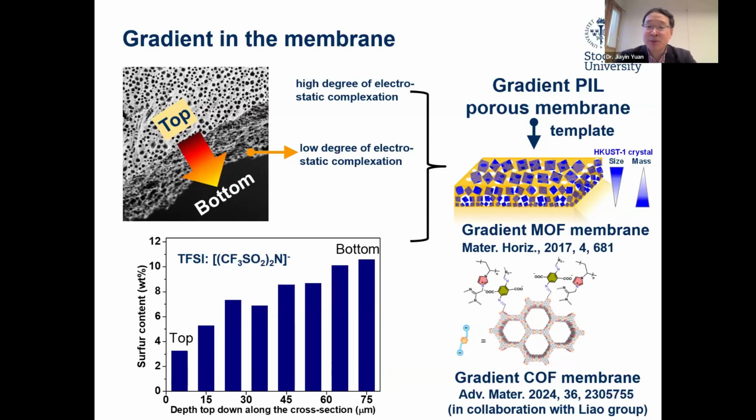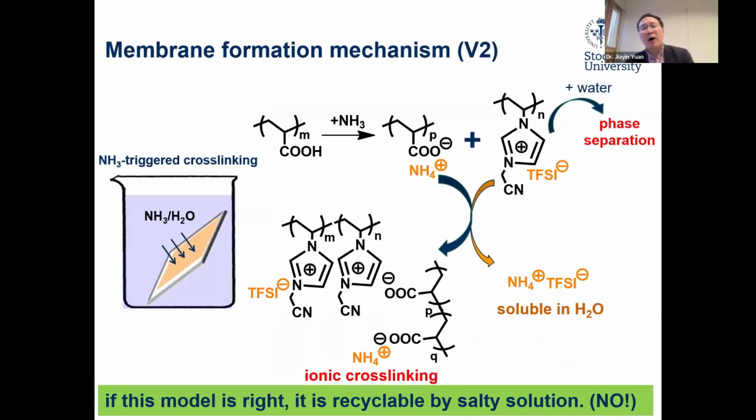Here, I will not go too much into the details of the MOF and COF membrane. So here, we seem to have more insight into the membrane formation mechanism and also the fine structure. We think we have understood them very well. The reality is quite beyond our expectation.